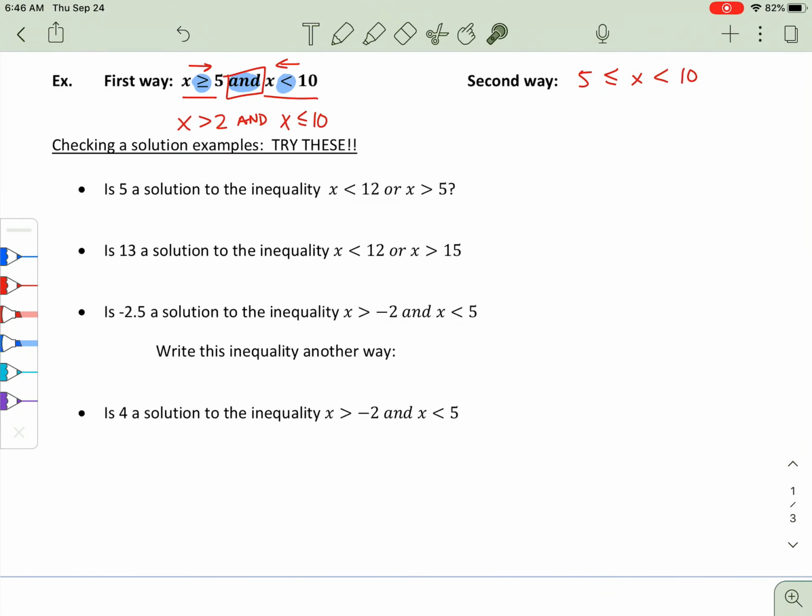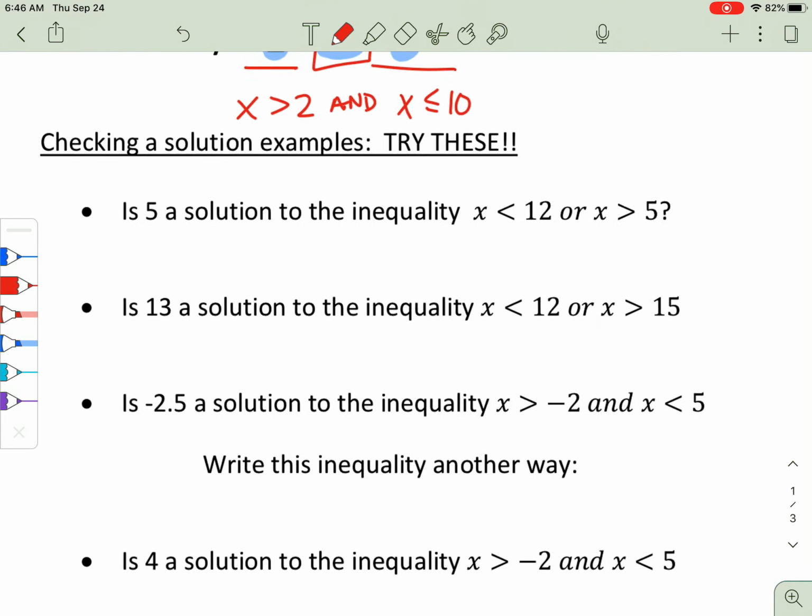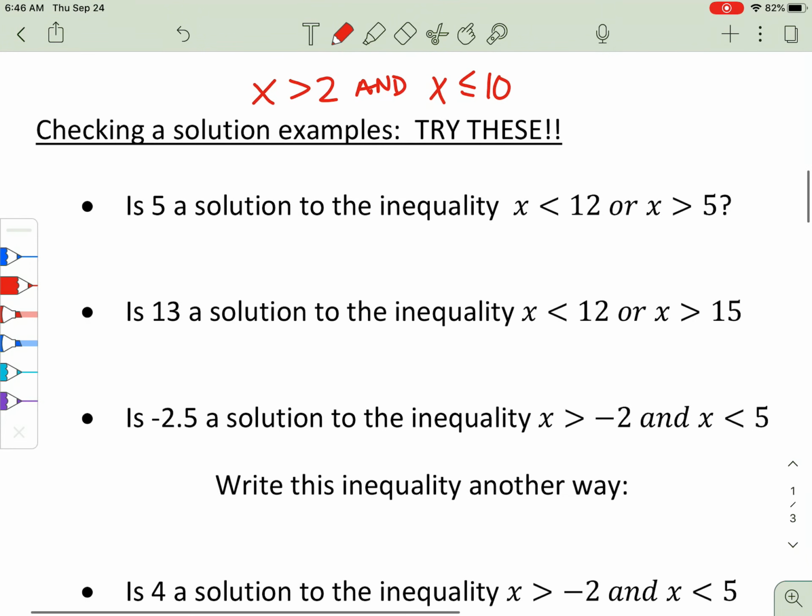All right, so let's check for solution examples. We're going to look at these inequalities and figure out, is it a solution?